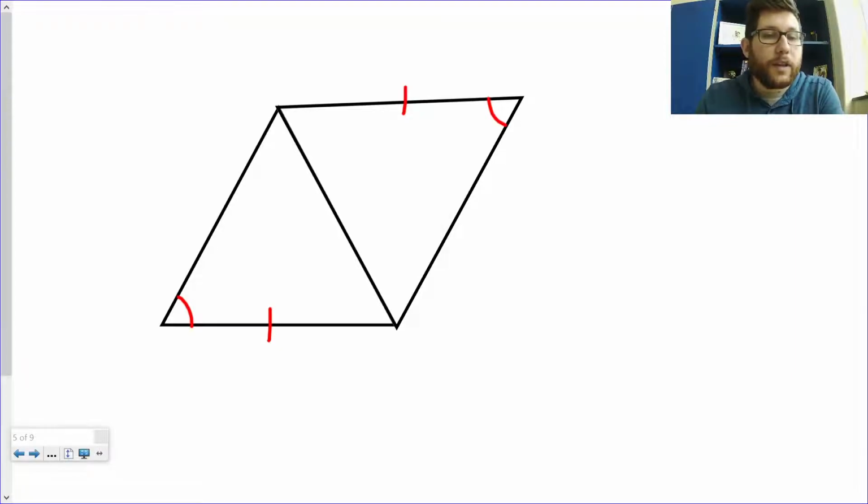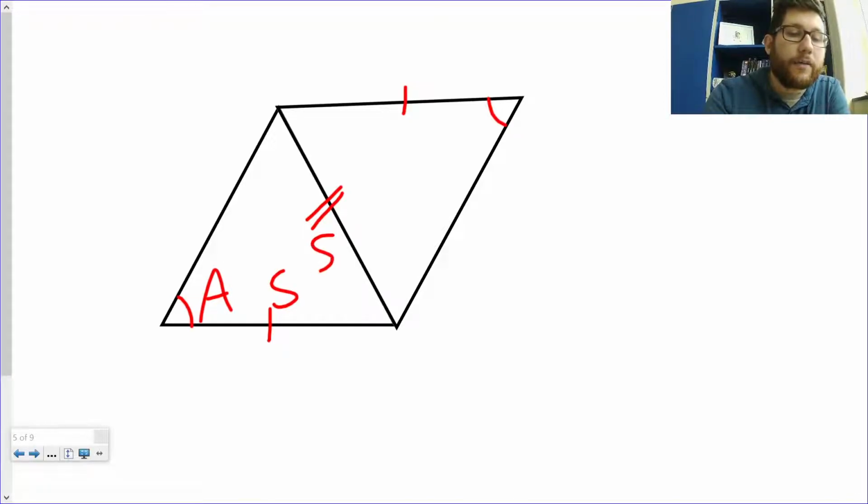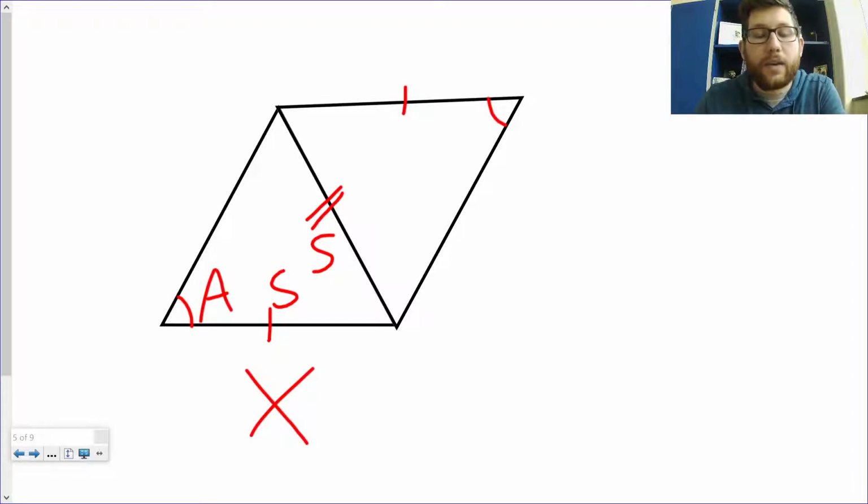Let's look at another one here. No vertical angles. I do have a reflexive side, right? I've got an angle. I've got a side. I've got a side. These are not congruent, okay? Even though I have 2 sides and an angle, I don't have side, angle, side. I have angle, side, side, and it's not a right triangle, so these are not congruent.